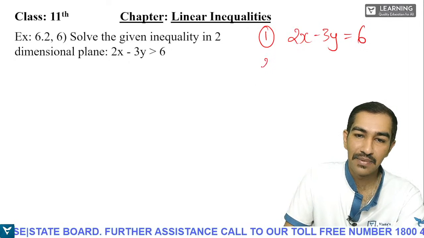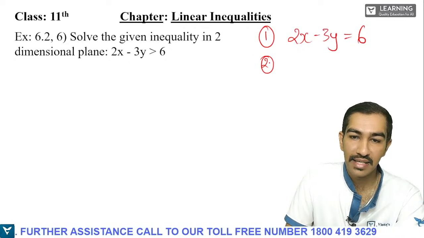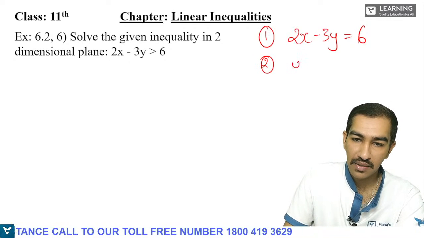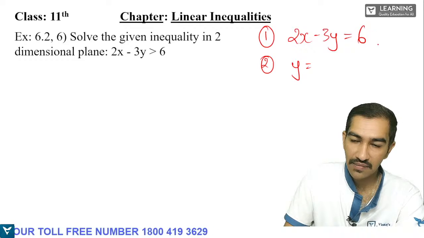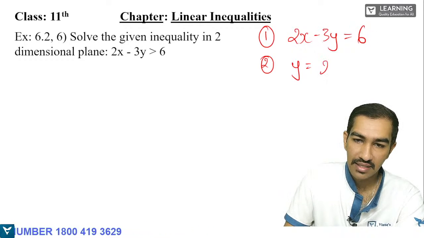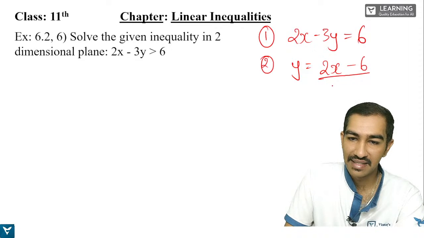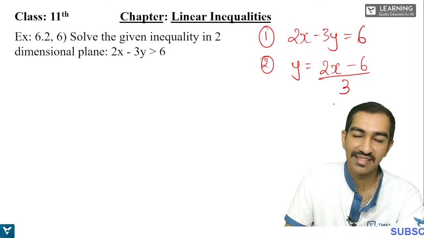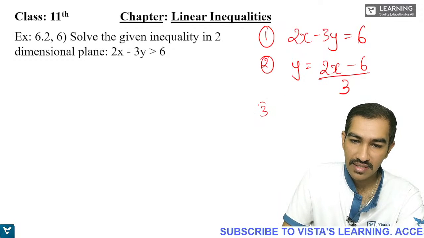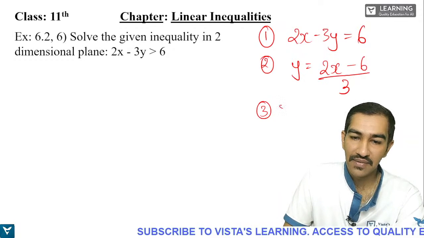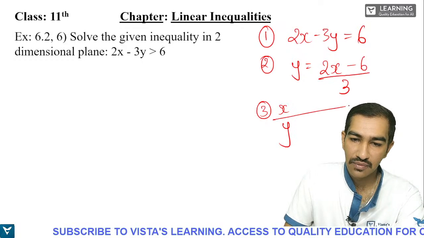All right. Step number 2, find out what y is from the equation. So here y will be equal to, this minus 3y will go here, 6 will come on this side. So it will become 2x minus 6, the whole divided by 3. So this is the value of y. Once you get the value of y, what is the third step? Write down the table of x and y. So this is x and this is y.